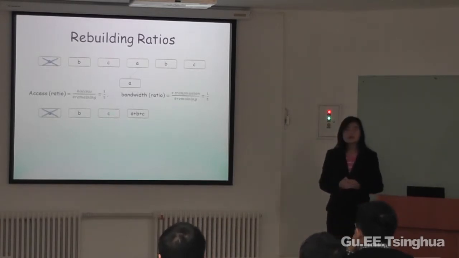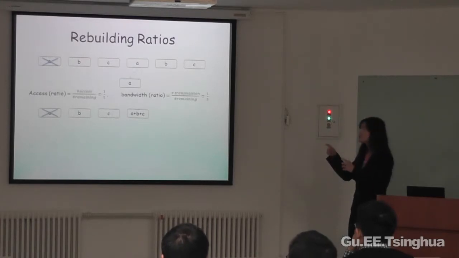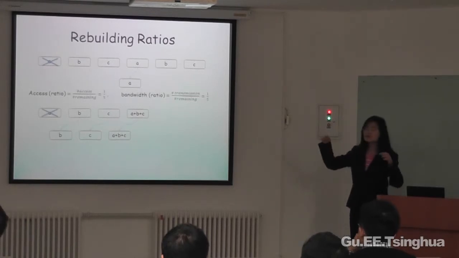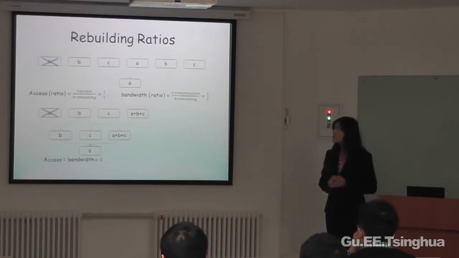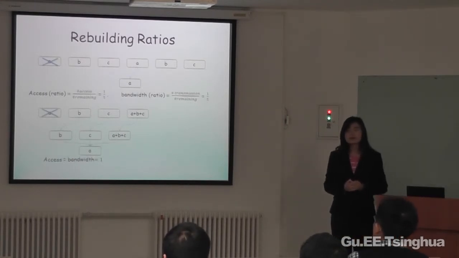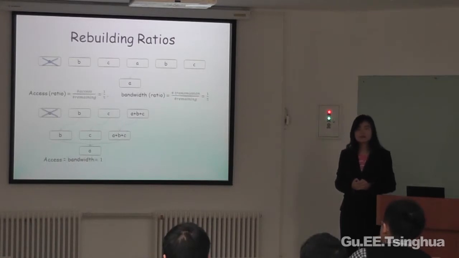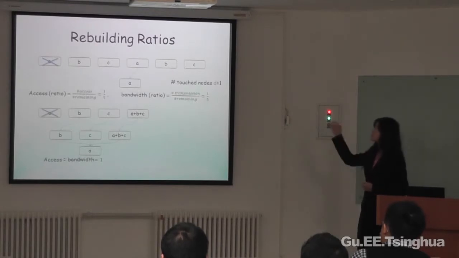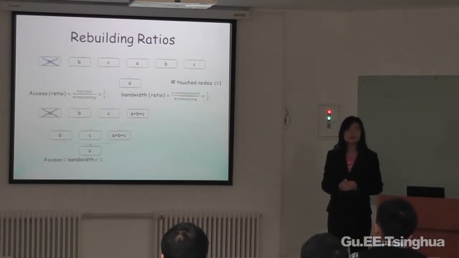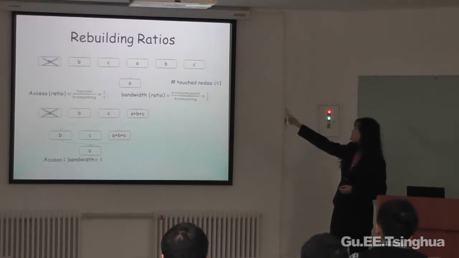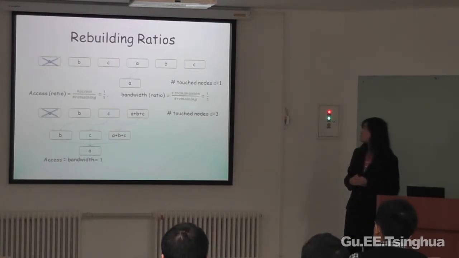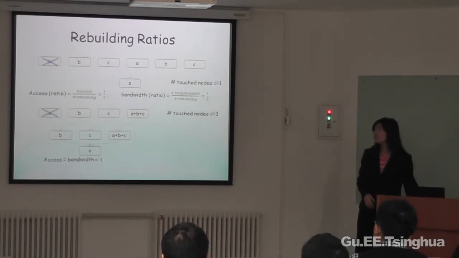In the second case, in order to recover the value of A, I need to read all the remaining elements, and then I need to transmit all these values to my new disk. So I say that the access ratio is equal to the bandwidth ratio, which is equal to 1. We also define another parameter, which is the number of touched nodes. We call it D. Here, D is equal to 1 because I only look at 1 node. In the second case, the number of touched nodes is 3 because I look at all the other 3.